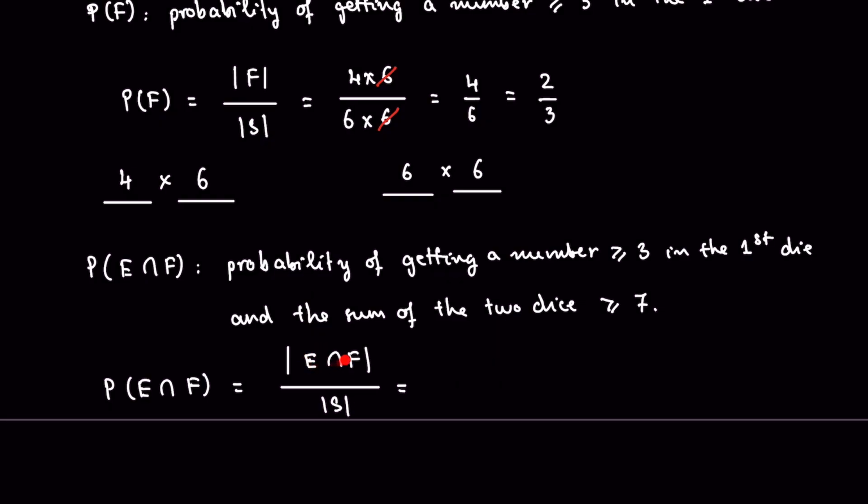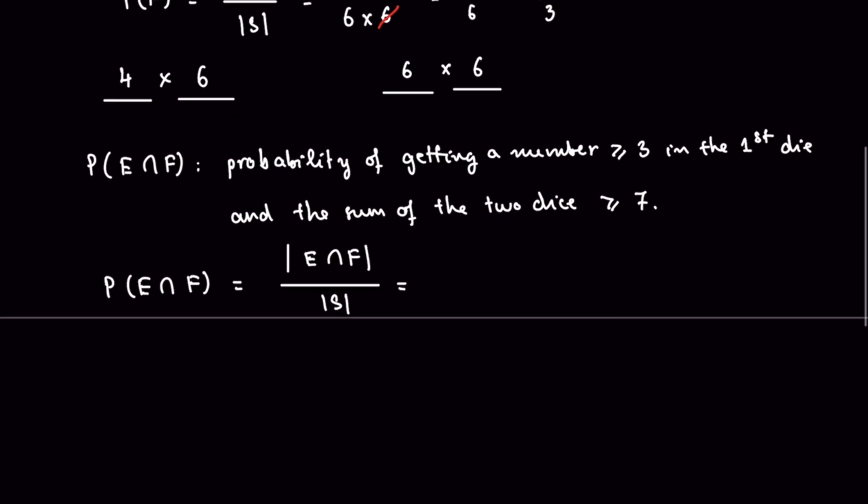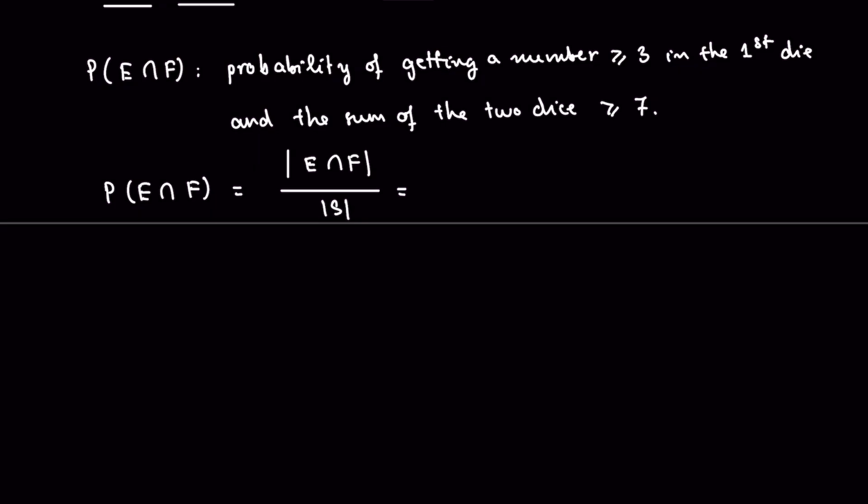So again, in this case, the cardinality of E intersect with F tells you the number of desirable outcomes. In this case, it is to get a number that's greater than or equal to 3 on the first die, and the sum of the two dice is going to be greater than or equal to 7. And the cardinality of S is the number of the total possible outcomes. So remember, you have two dice. This is the first die, this is the second die, and you want to know the number of outcomes.